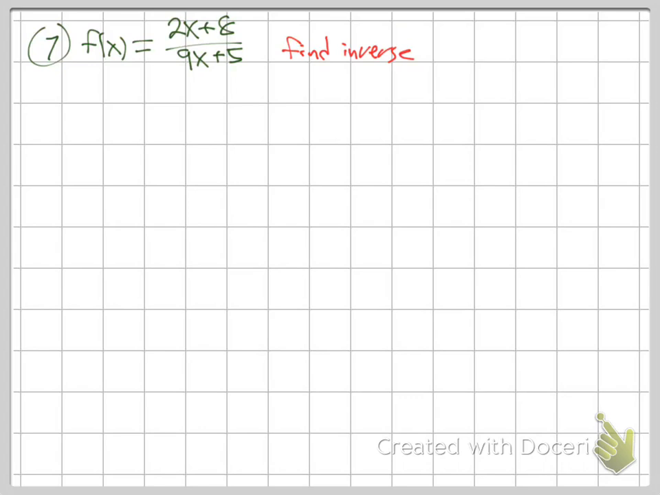Remember, we had 2 steps for finding inverses. Remember what those are? Step 1, invert or switch x and y. Step 2, solve for y. So an inverse function is an inverting of x and y. Solve for y. So invert x and y, solve for y. So this is y out here. Switch x and y, solve for y.